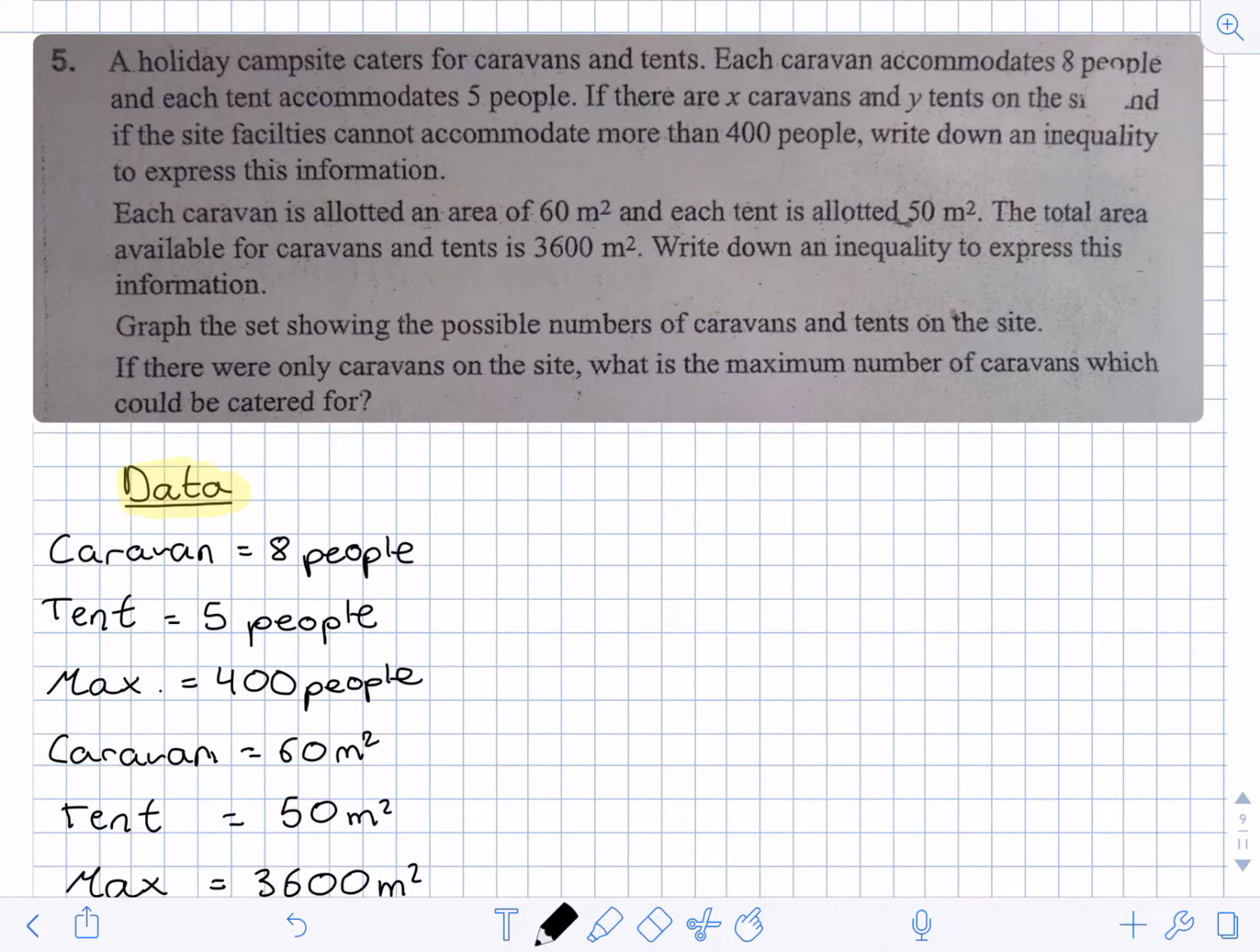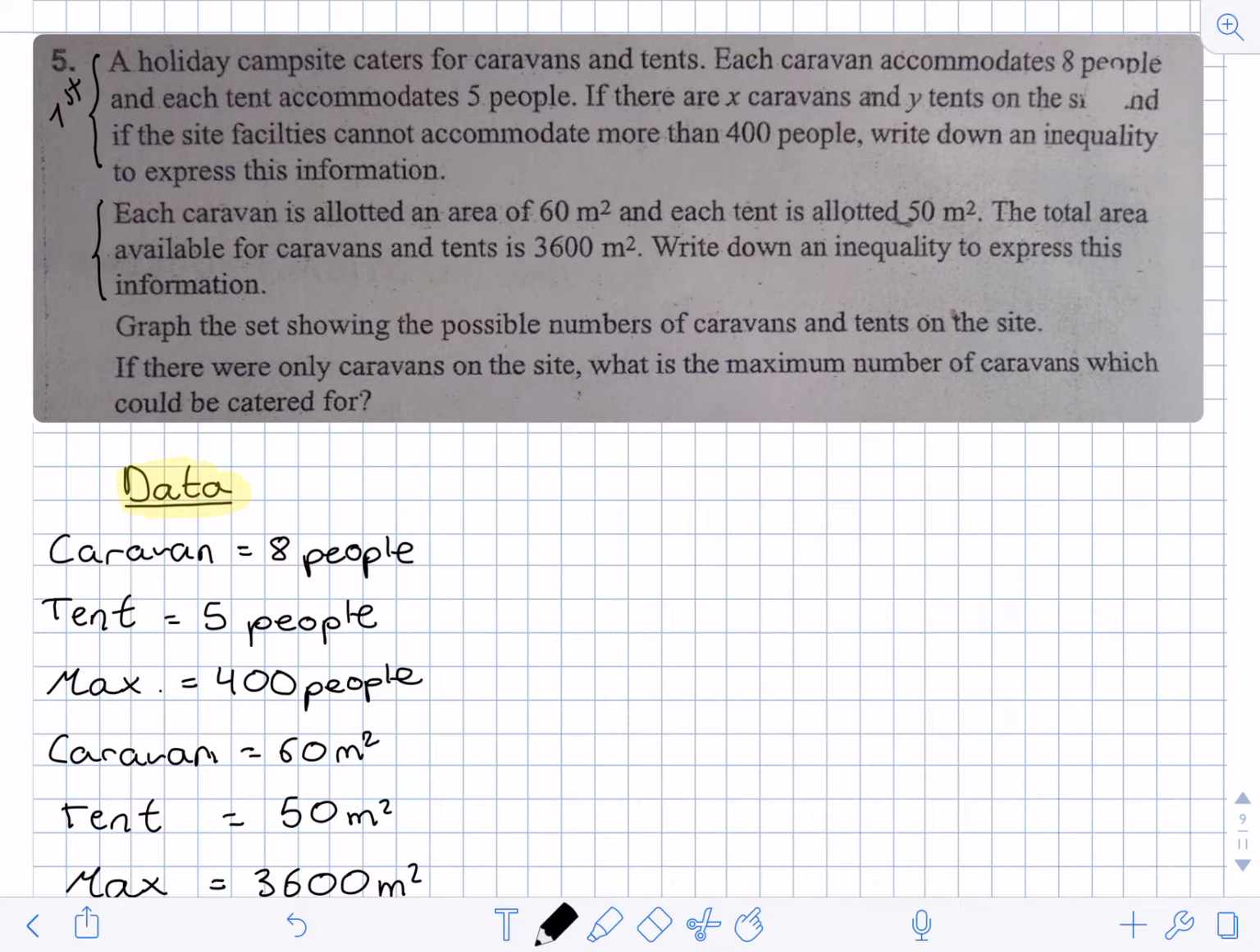And the maximum people on the site can be only 400 people, and that's going to be used to write down an equation. So this is going to be the first thing we're going to do, okay? Then next, the second thing we're going to do is this.